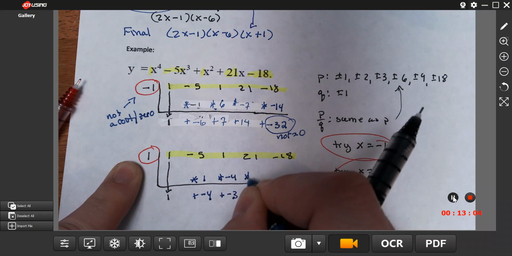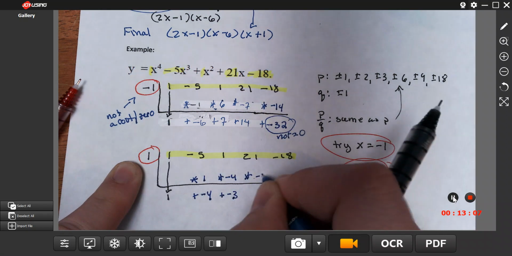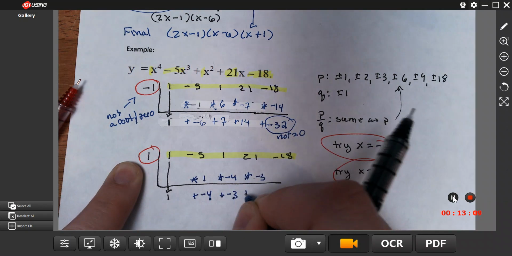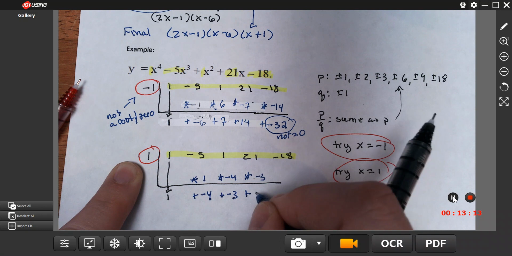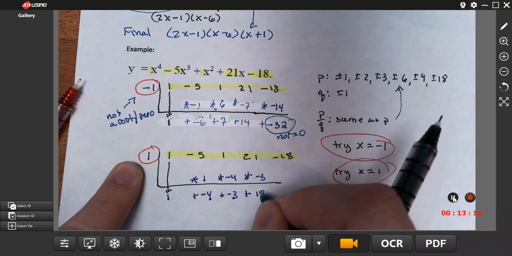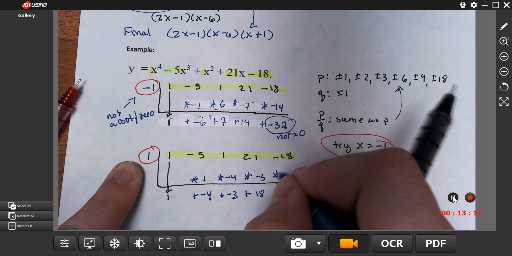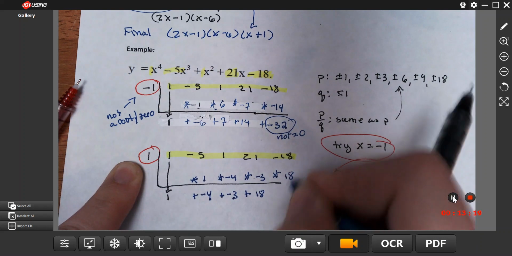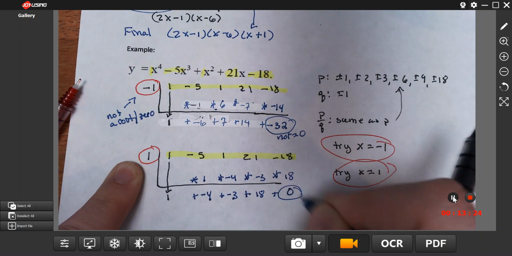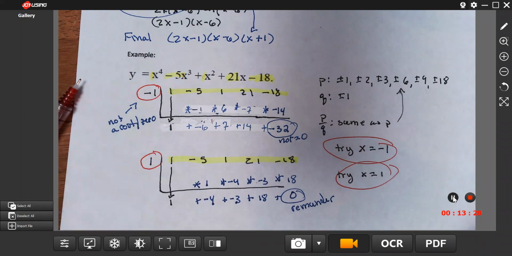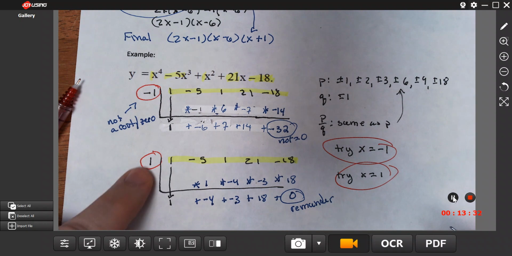And then I'm going to multiply negative 3 and 1 and get negative 3. And then I'm going to add and get 21 plus negative 3 is positive 18. And I'm going to multiply 18 times 1 is 18. And I'm going to add negative 18 and 18 and get 0. Success! This is the remainder of 0. So we successfully divided out or factored out x minus 1, our factor.